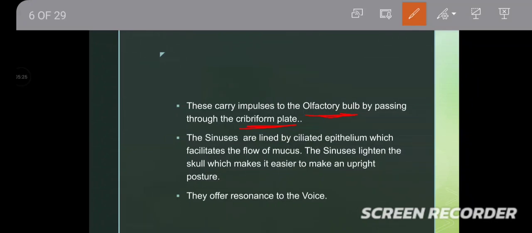Then the sinuses. The sinuses are lined by ciliated epithelium, which facilitates the flow of what? Mucus. And on top of that, they also help to lighten the what? The skull, which makes it easier to maintain an upright posture. Then they also offer resonance to the what? The voice. That is why when one has inflammation of these sinuses, or sinusitis, the voice tends to get disturbed because the resonance there is disturbed.